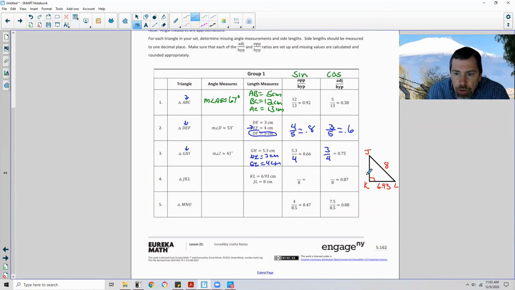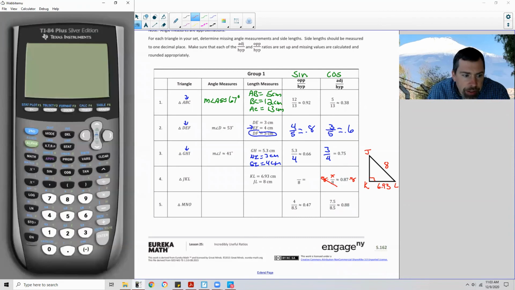Okay, this time we don't know JK. Before this, we were given all 3 sides. We had to find the other 2 sides, but we can use the ratios to find these, but we only have the 8. So how do I get 0.87? If this is X and I multiply both sides by 8, these 8's cancel and I find X. So if I get my calculator and take 0.87 times 8, then I get 6.96.